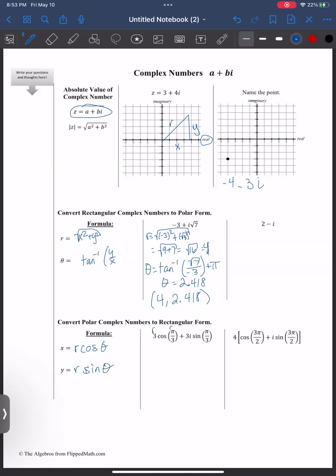Here's my r, here's my theta. So it's going to be x equals 3 cosine of pi over 3, and then y is going to equal 3 sine of pi over 3. So x is going to be 3 times 1/2, which is 3/2. And then y is 3 times the square root of 3 over 2, which is 3 square root of 3 over 2.